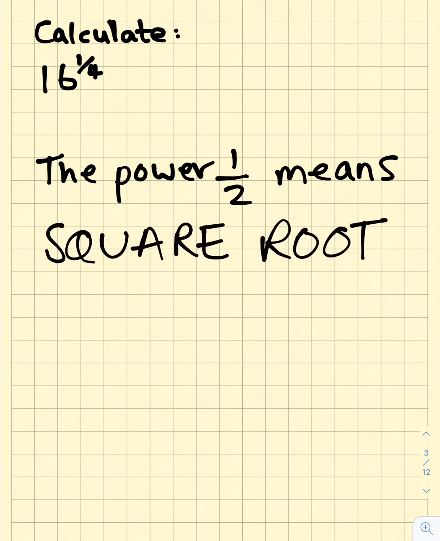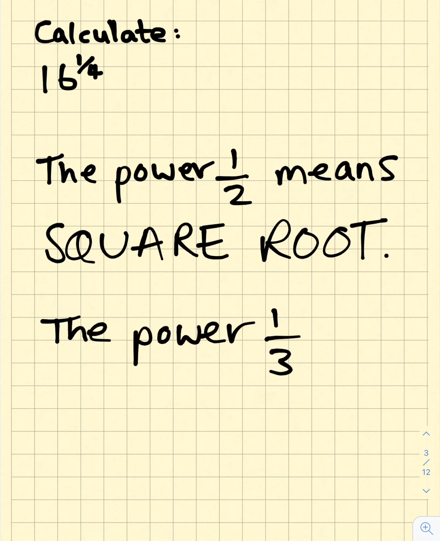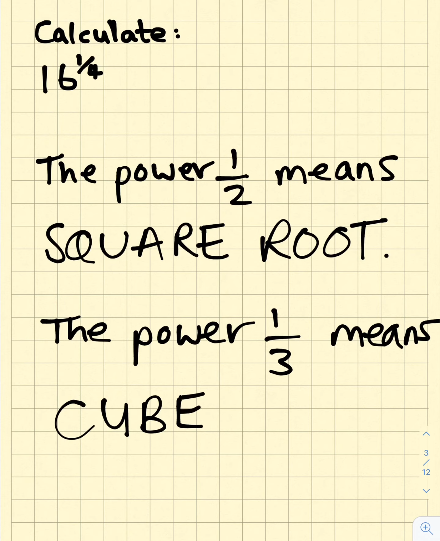And I strongly encourage you to write that down. The power 1/3 means cube root. The power 1/4, or 1 over 4, means fourth root. The power 1 over 5, 1/5, means fifth root, etc., etc.